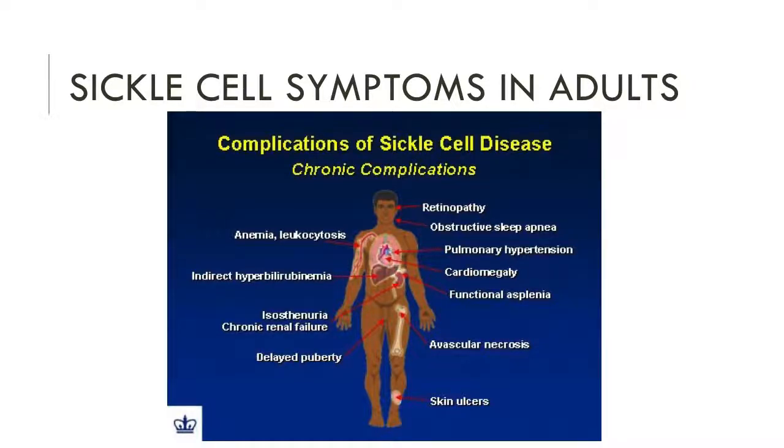By the time someone becomes an adult with sickle cell, we're starting to see chronic complications, and these can include anemia, leukocytosis, indirect hyperbilirubinemia, chronic renal failure, delayed puberty, retinopathy, obstructive sleep apnea, pulmonary hypertension, cardiomegaly, functional asplenia because of the blockage of the blood vessels in the spleen, avascular necrosis, and skin ulcers.